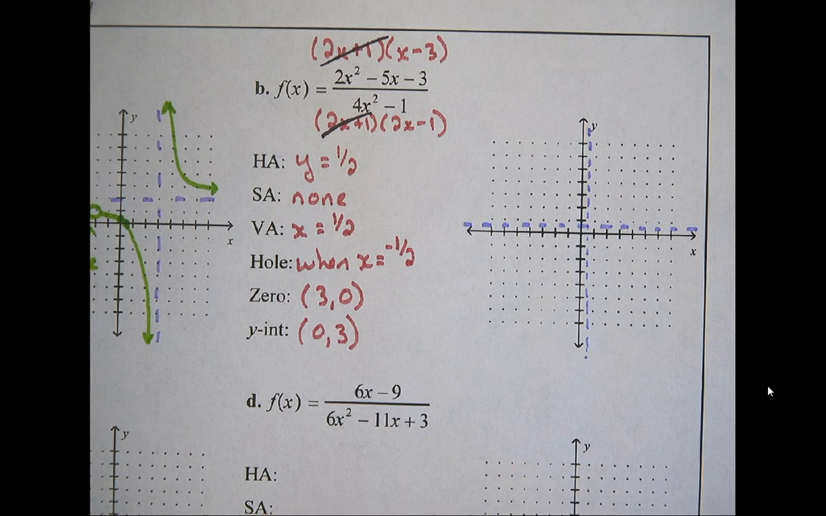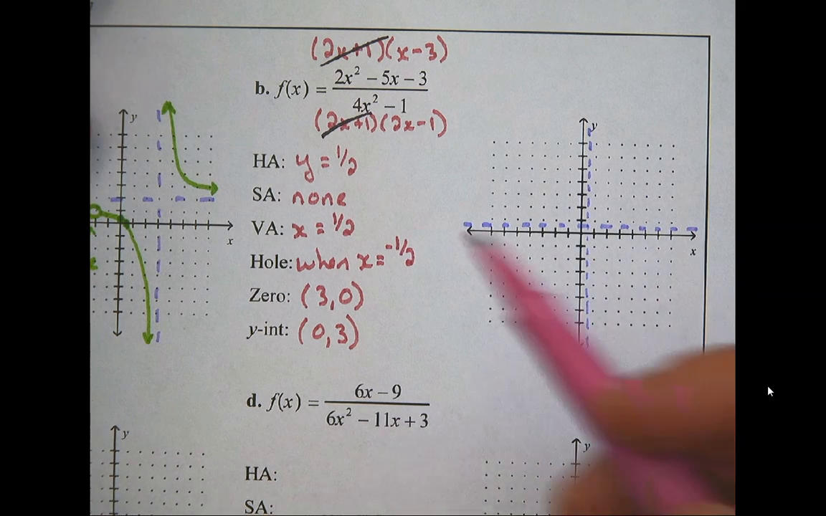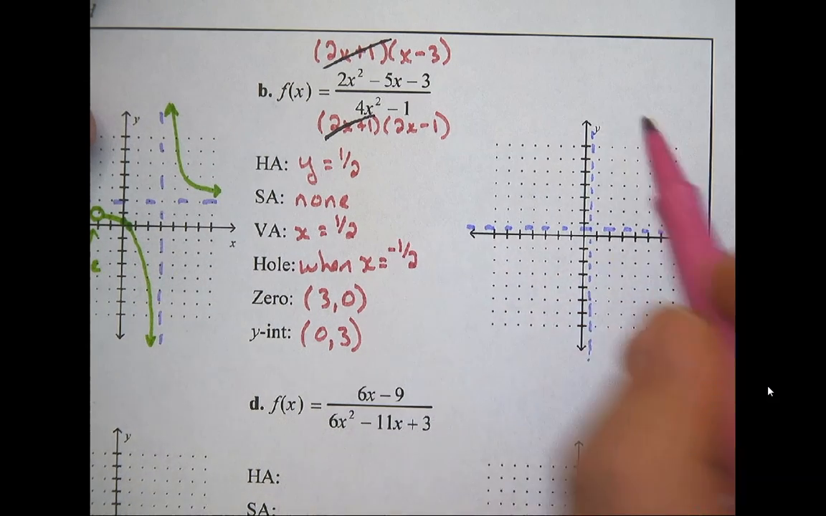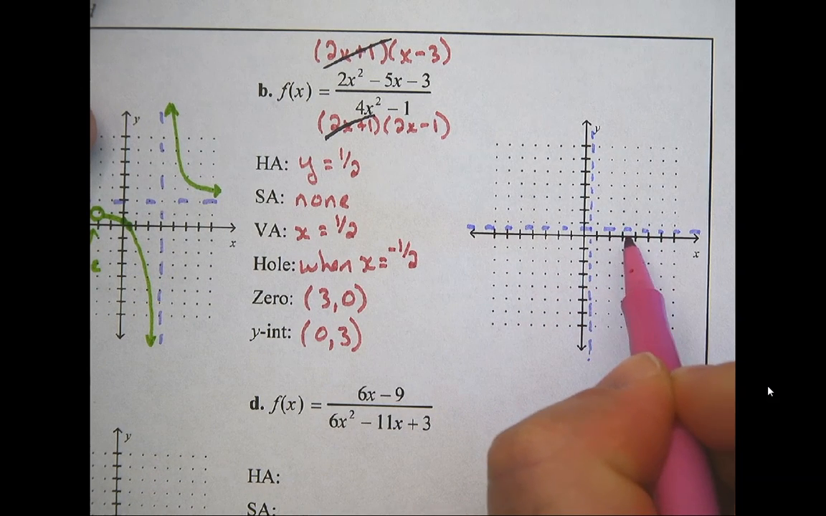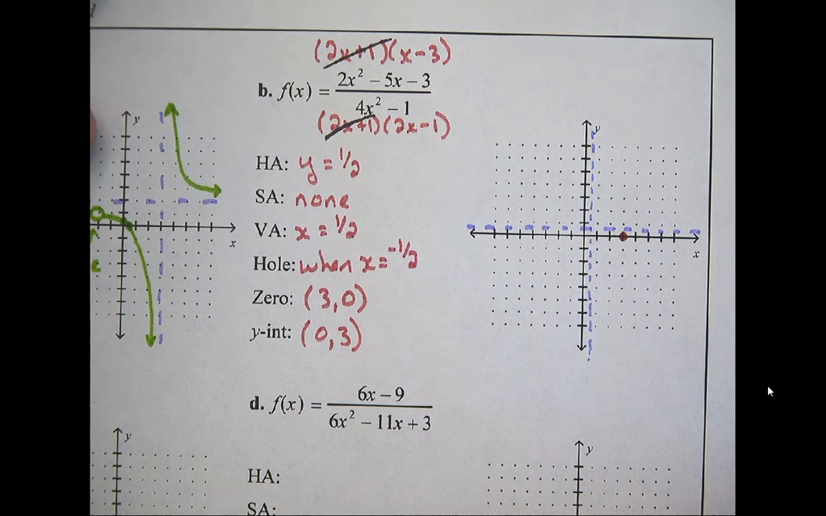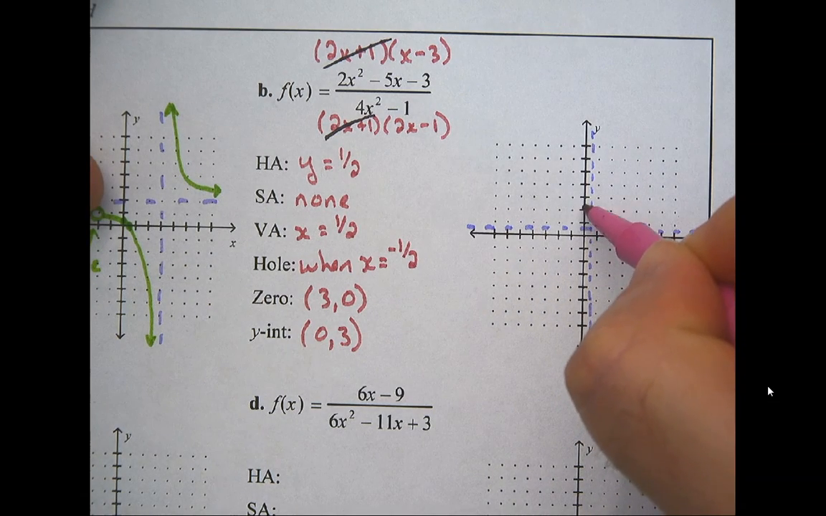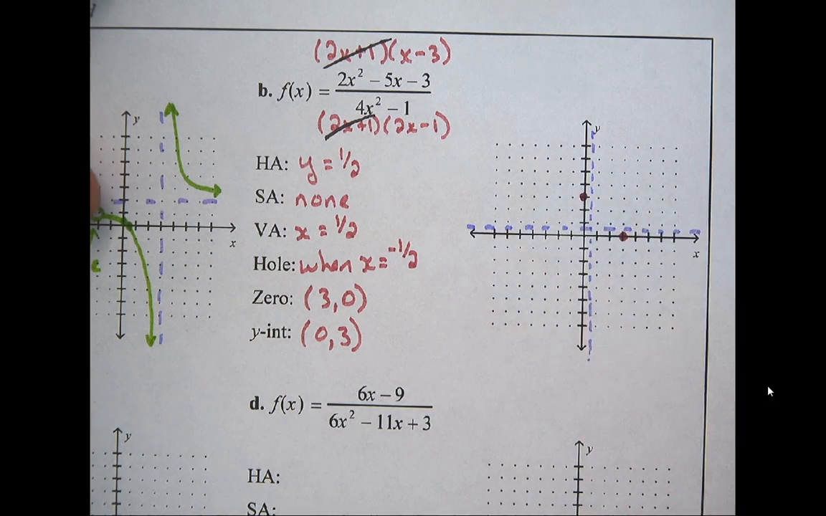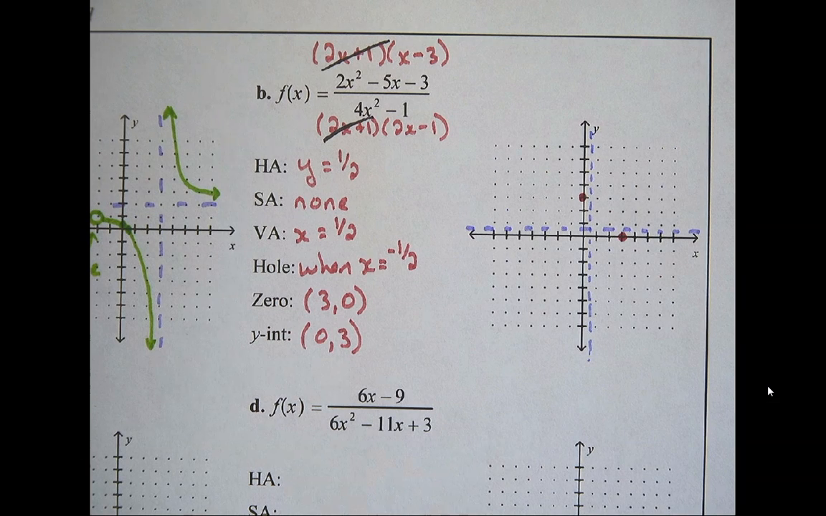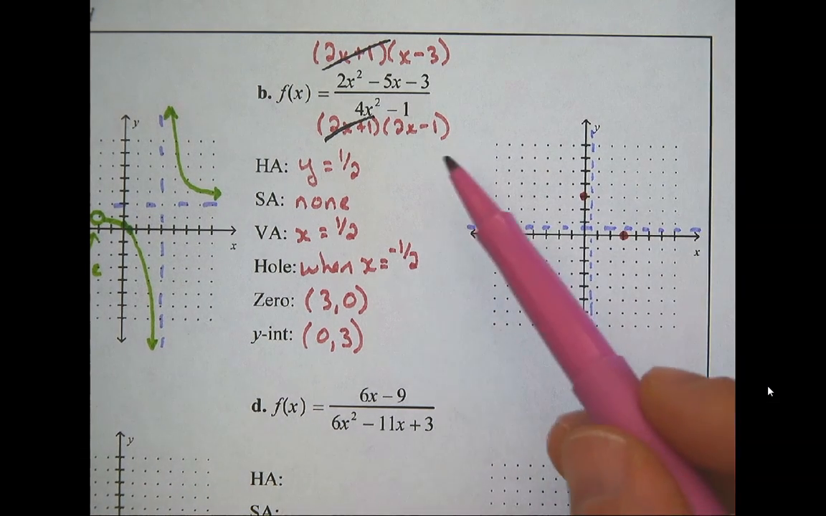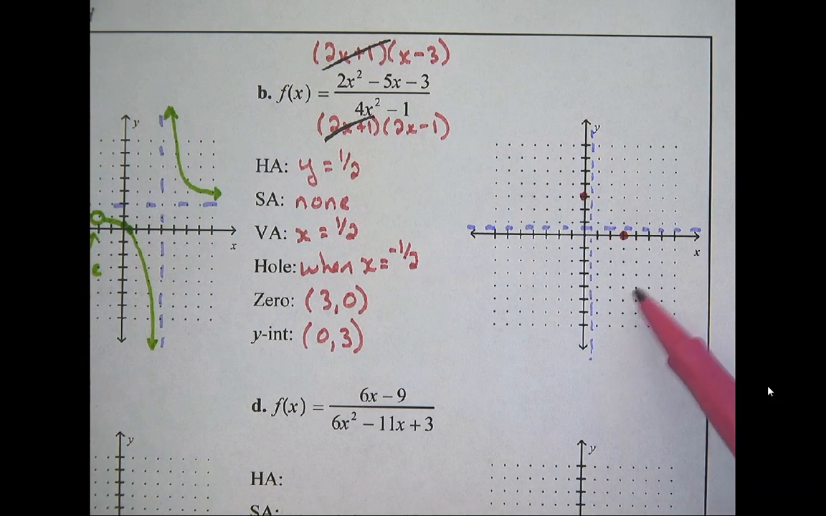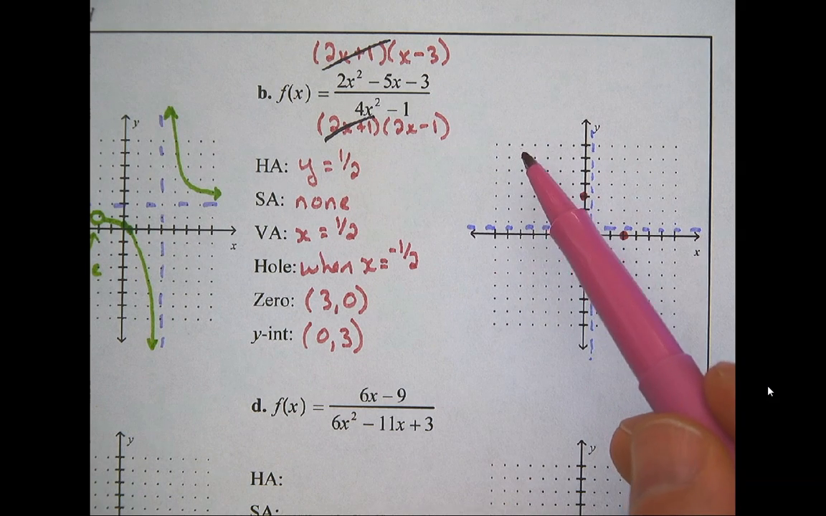I'm more interested in where you draw your intercepts and your holes. So I have an x-intercept at 3, 0, so 1, 2, 3. I have a y-intercept at 3, so 1, 2, 3. Okay, so this time is really easy. I have a point in each quadrant, so I'll be able to tell right away that I've got a branch down here and I've got a branch up here.